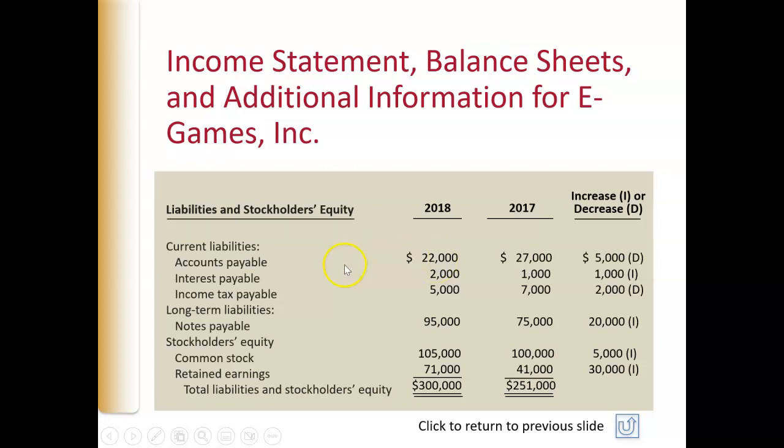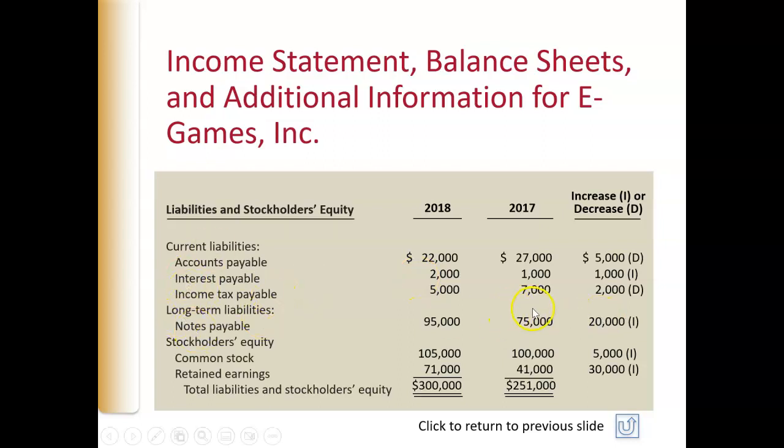Think about, why would an accounts payable decrease? Wouldn't we have used cash to pay it down? So wouldn't that be a use of cash? Make sense? Interest payable went from 1,000 to 2,000. It increased. Income tax payable went from 7 to 5. It went down because we probably paid the income tax that was due the government.